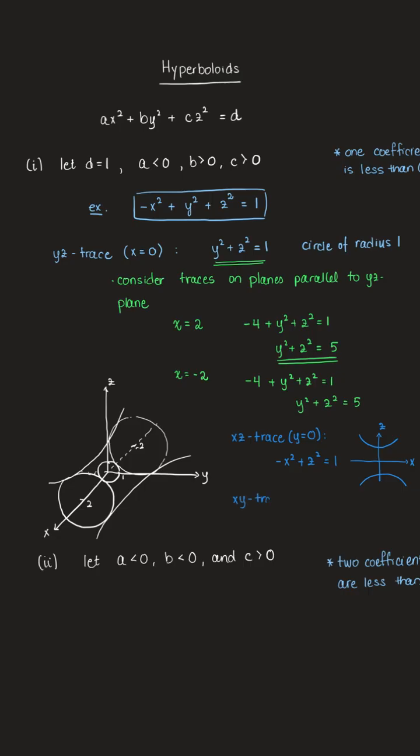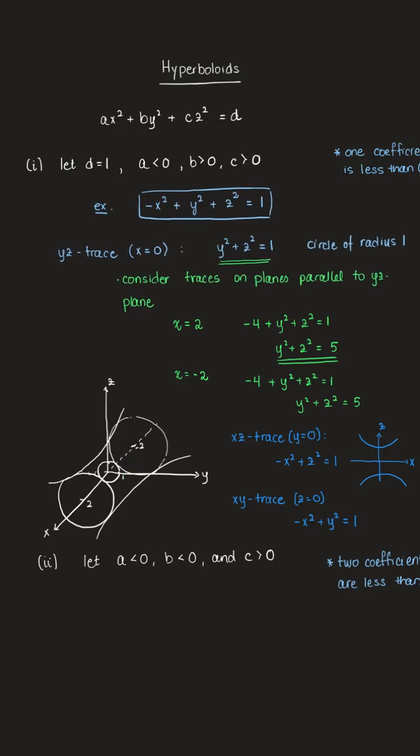So the xy trace, when z is 0, is going to generate another hyperbola, because we'll get negative x squared plus y squared is equal to 1, which is another hyperbola. Now, my drawing isn't so good over here, but the hyperboloid that we have here is called a hyperboloid of one sheet. So when only one coefficient is less than 0, in this example we let the coefficient in front of the x squared be less than 0, so only one of them is less than 0, but the other two are positive, we get a hyperboloid of one sheet.